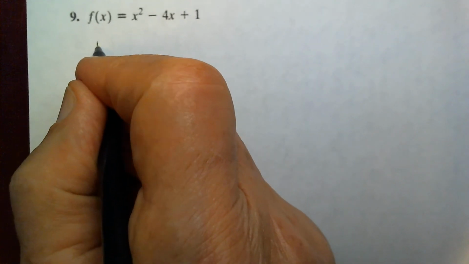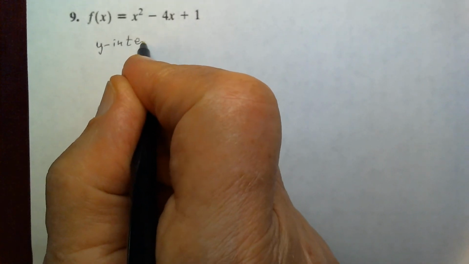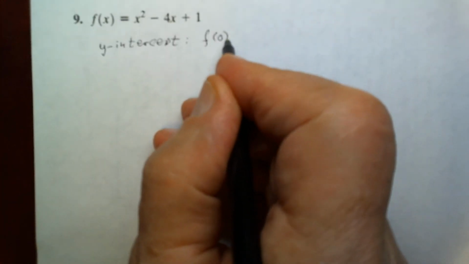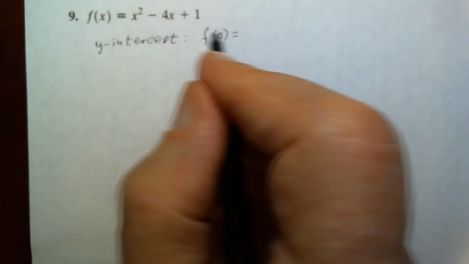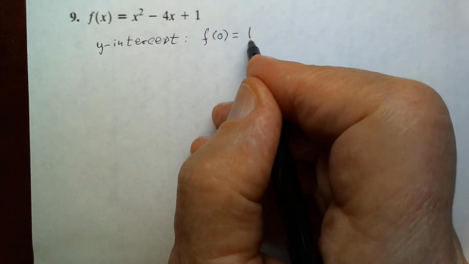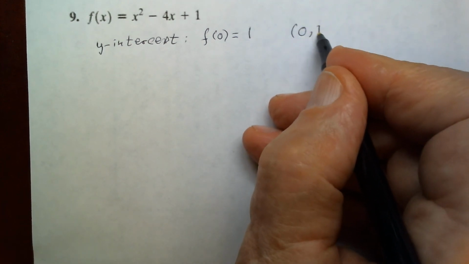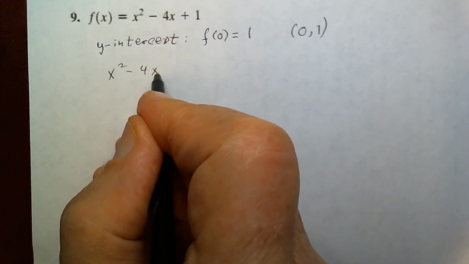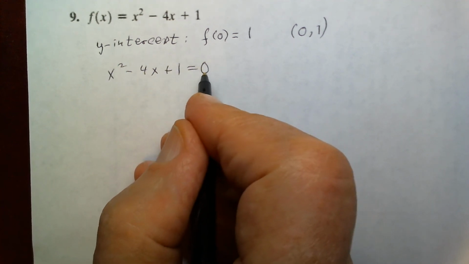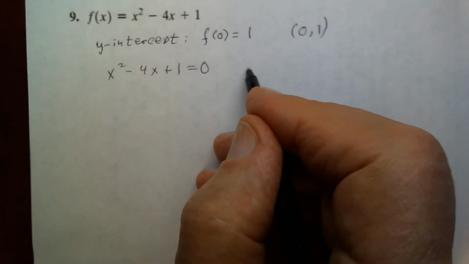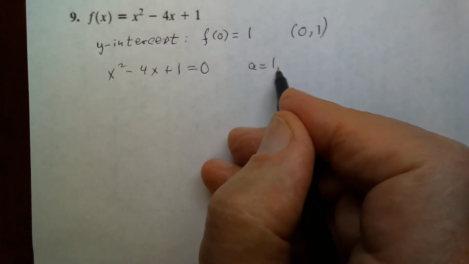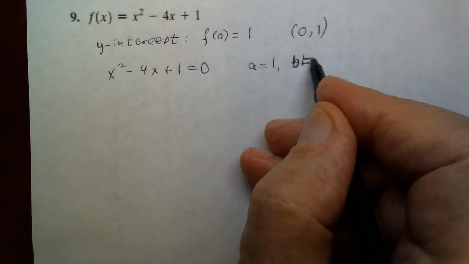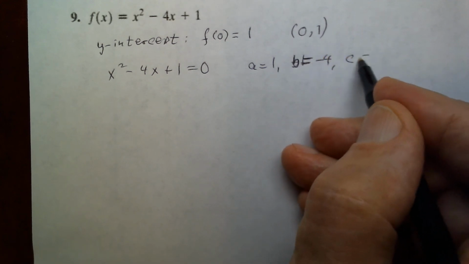So for the y-intercept, we need to compute f of 0. And that means 0 minus 0 plus 1 equals 1. So in other words, the y-intercept is at 0 comma 1. For the x-intercept, we need to solve x squared minus 4x plus 1 equals 0. And so using the quadratic formula with a equals 1, b equal to minus 4, and c equal to 1.